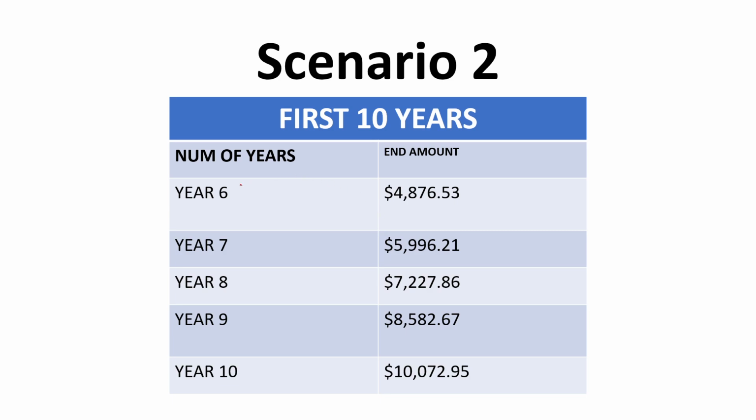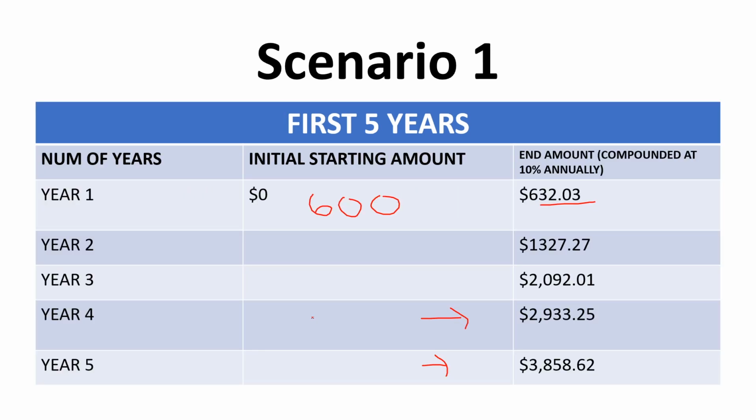Now, at the end of year six, remember, 10% annualized rate, we are at $4,876.53. The end of year seven, $5,996.21. End of year 8, $7,227.86. End of year 9, $8,582.67. And then end of year 10, 1 decade, $10,072.95. Let's do a quick comparison, year 10 versus year 1. We end year 1 at $632.